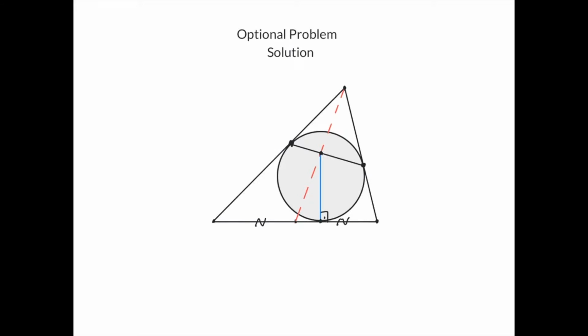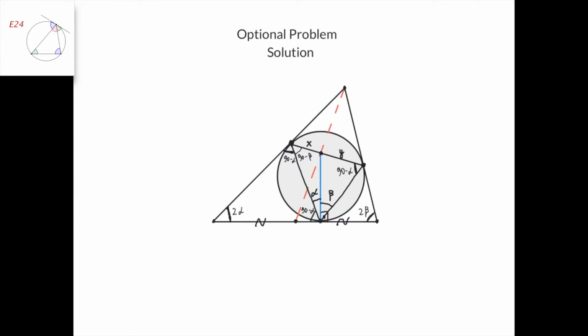And here's the solution. I'm going to denote this segment by x and this segment by y, and also this angle by alpha and this angle by beta. Since this angle here is 90 degrees, we know that this angle is 90 minus alpha. And by the alternate segments theorem, we know that if this angle is 90 minus alpha, then it corresponds to this arc in the circle, and so it equals this angle 90 minus alpha.